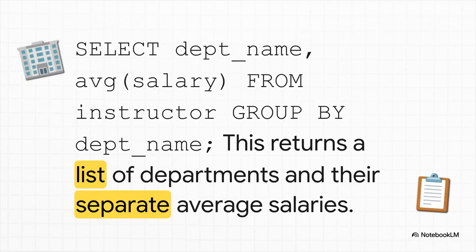And just look at what this query gives us. Instead of one single number, we get this beautiful breakdown, a table with each department name listed right next to its own specific average salary. All of a sudden, we're not just summarizing, we're comparing. We're starting to see real patterns in the data.